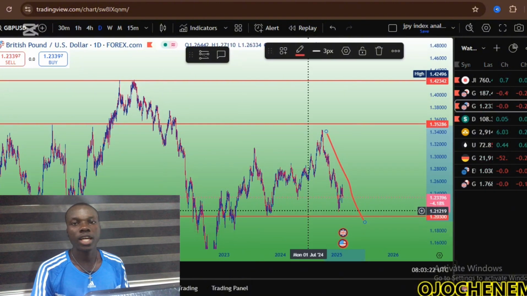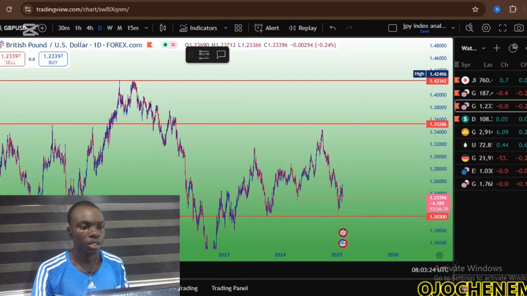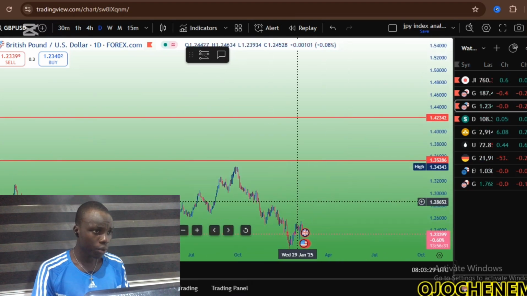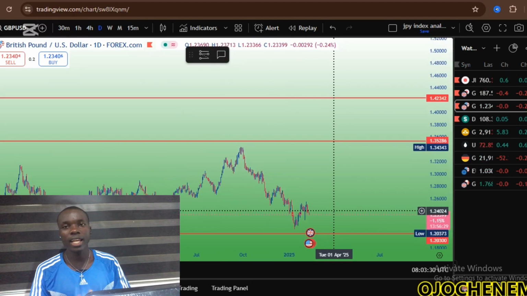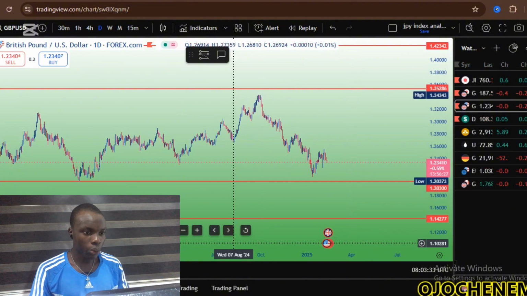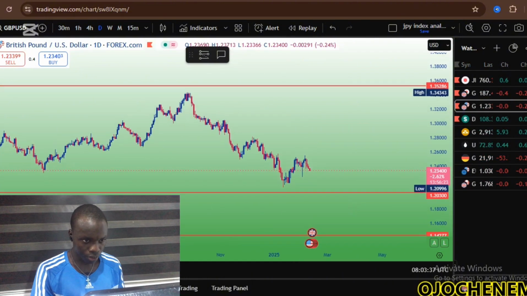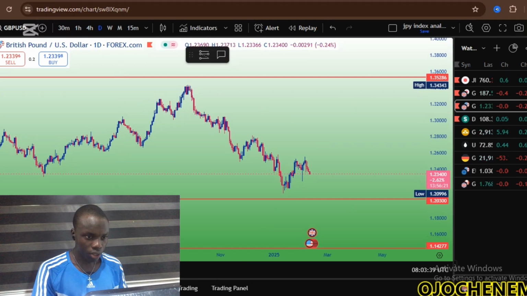Okay, so we are bearish here, as you can see. We are bearish on the GBPUSD. All we are looking for right now is to sell more. So let's go on the 4-hour time frame. From the daily, we are bearish. If we should go to the weekly also, you can see we are bearish on the weekly time frame also. So for a week now, these have been bearish.